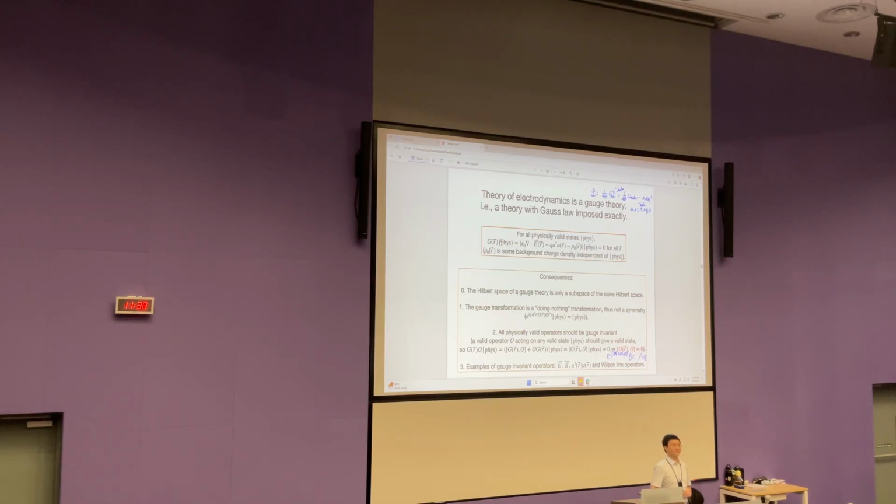So can we see the zero operator as part of G? You mean the naive zero operator? Yes. In the physical Hilbert space, yes, they are identified.